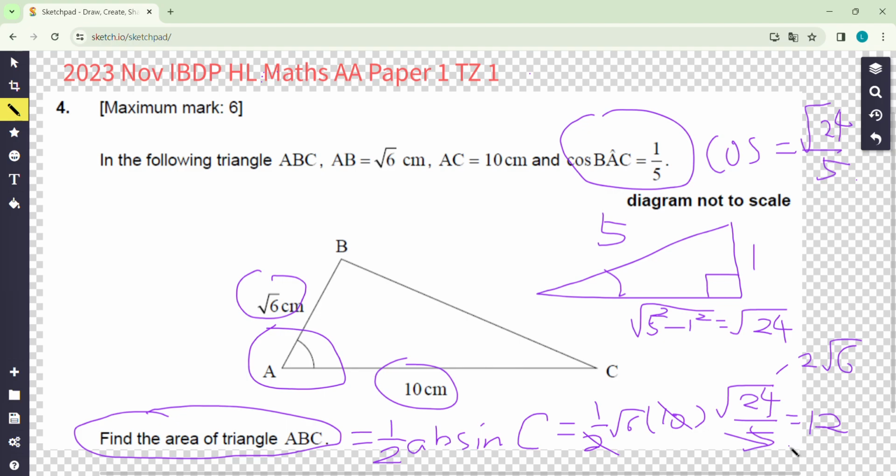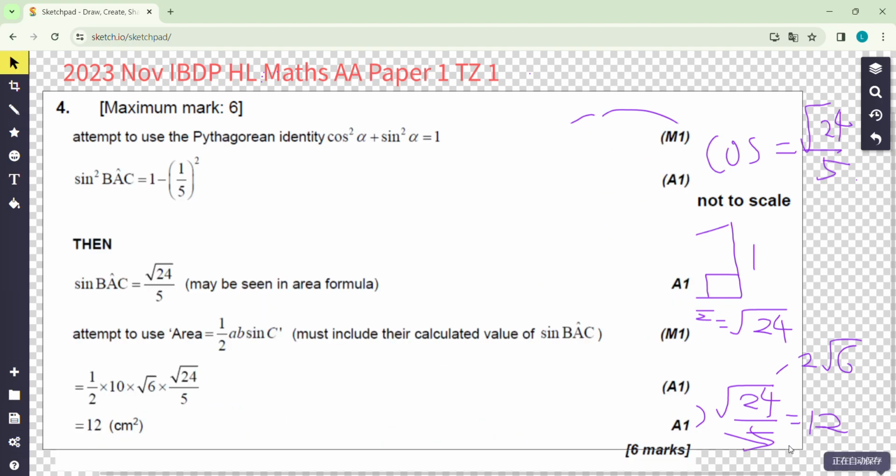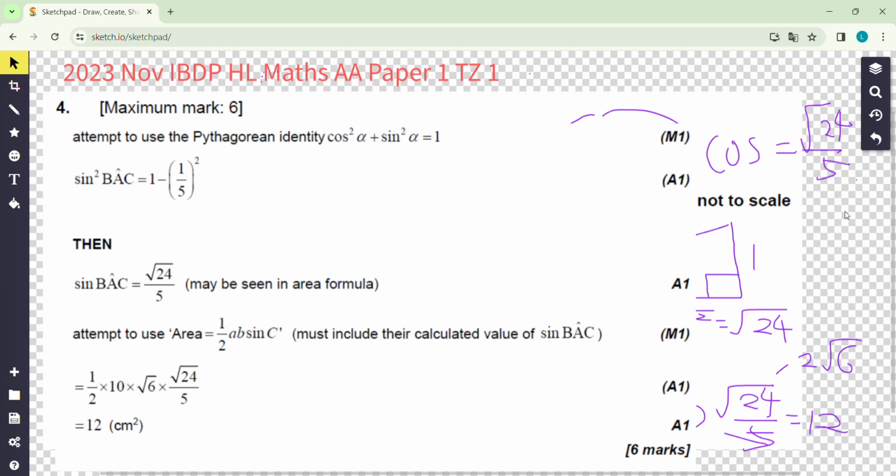You got it? Let me show you the marking scheme. Remember, the unit is not important. No need to write the units. They never deduct marks from you for the units. Okay, got it right? Well done.